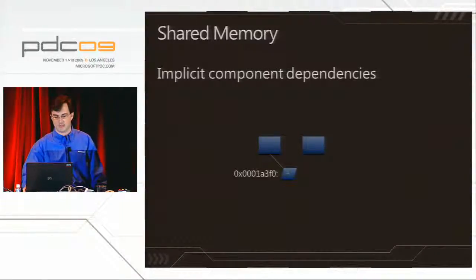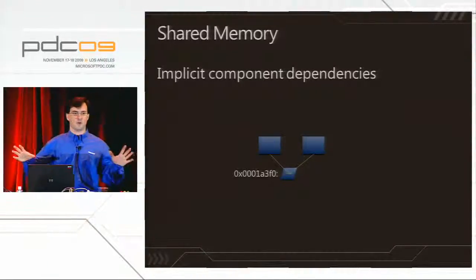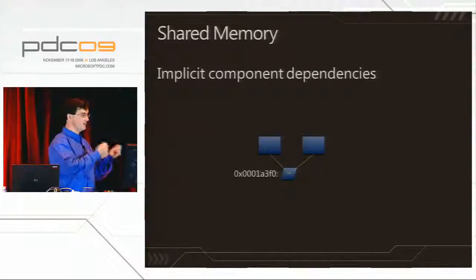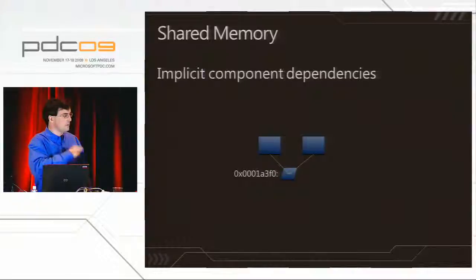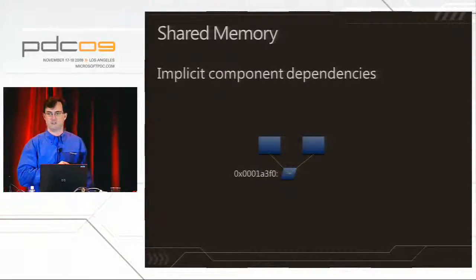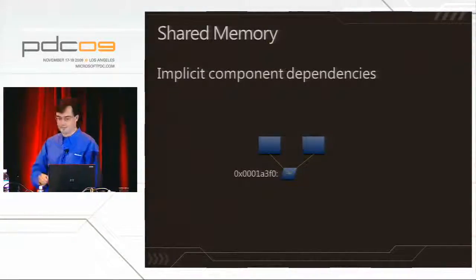concurrently, and at least one of them is a writer. Everything I'm going to talk about today is irrelevant if they're just reading, right? So at least one of them has to be a writer. Then there is an implicit component dependency between these two, right? They're both using the same address cell.